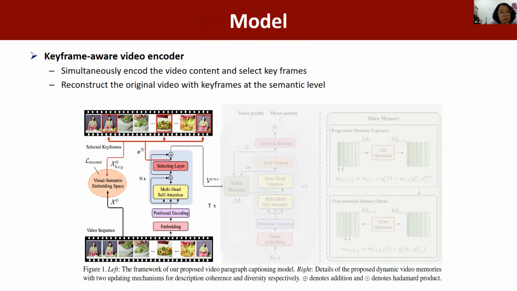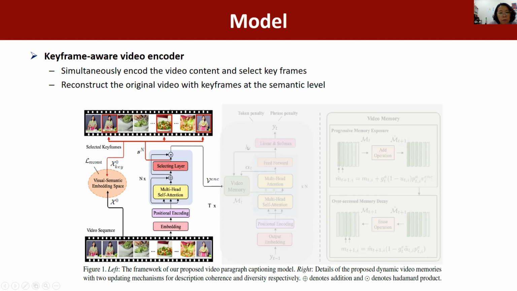So for the keyframe-aware video encoder, as I just mentioned, during the attention computation, if we need to attend to all the frames in the long video, that's a really huge attention computation. So how about, during the video encoding, we also select keyframes, the salient frames, at the same time? So we can simultaneously encode the video content and select keyframes. So we introduced a keyframe selecting layer in the encoder.